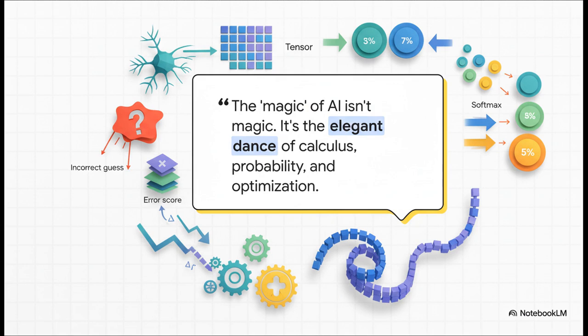So when you zoom out, what have we really seen? We've gone from a simple grid of pixels to a tensor, from raw, messy scores to clean probabilities using softmax, from a simple guess to a precise error score using cross-entropy, and finally, from an error to an actual improvement using gradient descent. It's not a black box, and it's definitely not magic. It's this beautiful, logical process, an elegant dance of mathematics that allows a machine to literally turn its mistakes into a genuine form of understanding, one tiny step at a time.